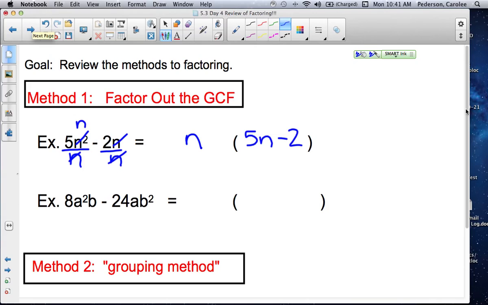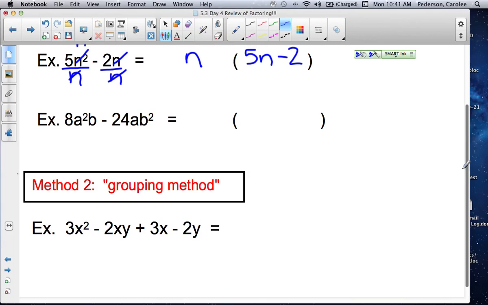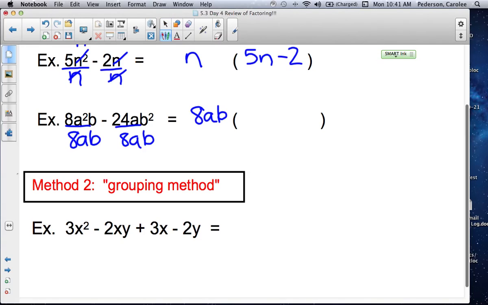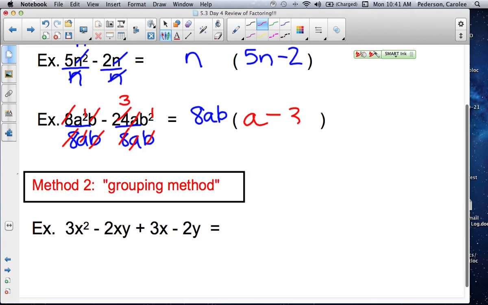Going down to the second example, the GCF in this problem is 8ab. So we would divide both terms by 8ab. So what I'm left with, the 8's cancel, and a cancels, left with a to the 1, then the b cancels. So what I'm left with is just the a. And minus 24 divided by 8 is 3. A divided by a will cancel. B divided by b gives me minus 3b.